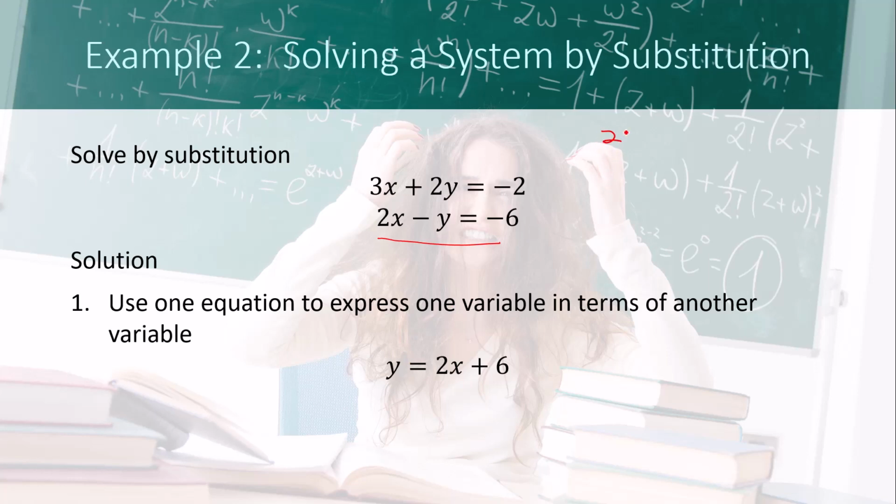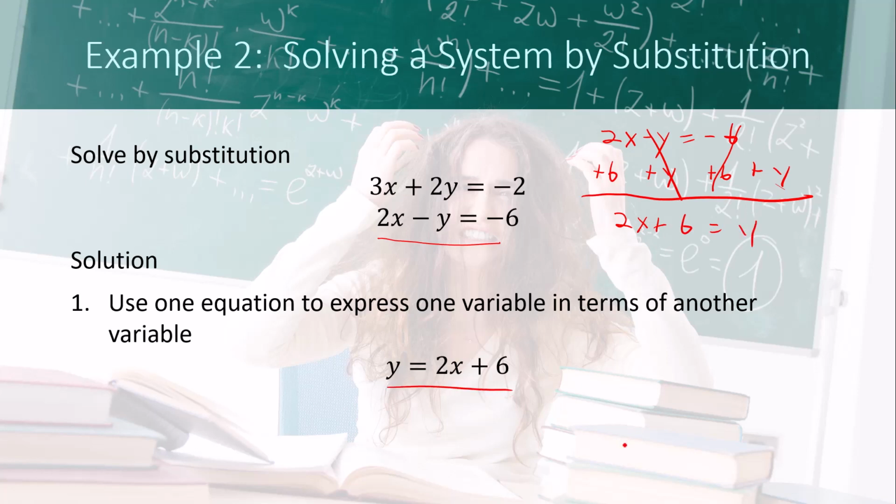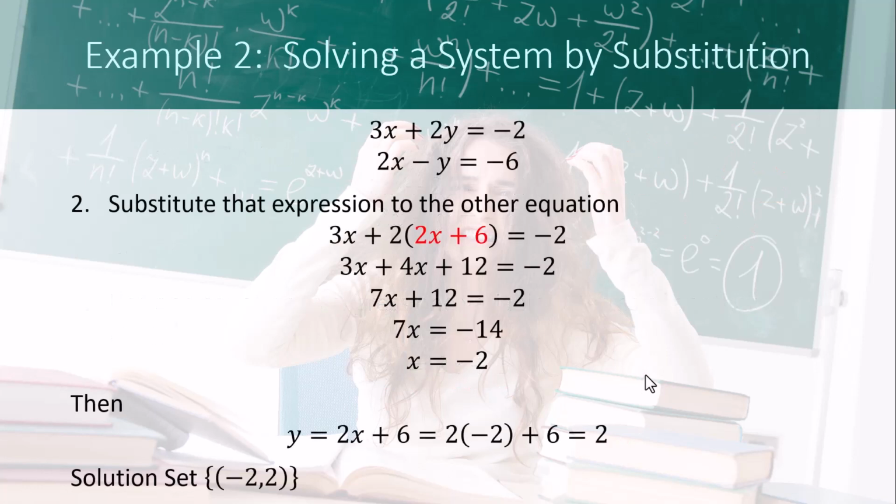Suppose I have 2x minus y is equal to negative 6. Well, I can add y to both sides. And I can add 6 to both sides. And if I add vertically, well, these cancel. These cancel. All I have over here is 2x plus 6. And over here, I have y, which is pretty much what I have here, just flipped around. You can do that. Okay, let me write that down again. y is equal to 2x plus 6. So I use this equation to express y in terms of x.